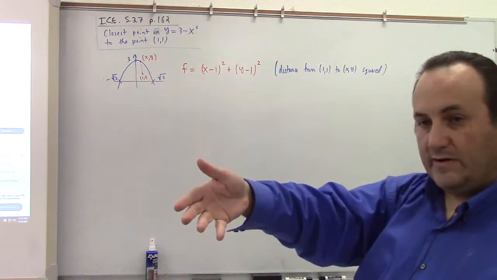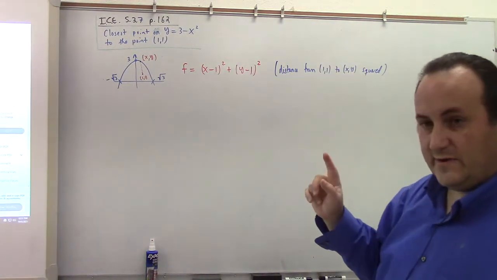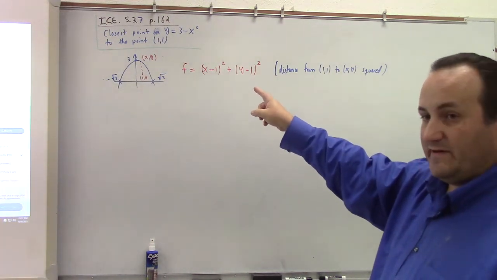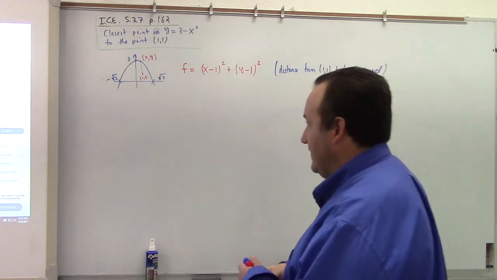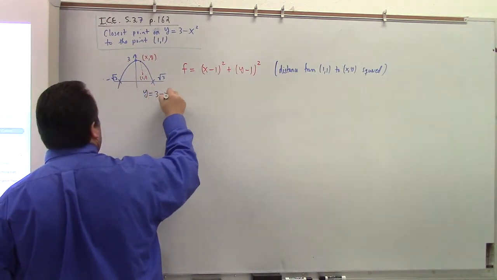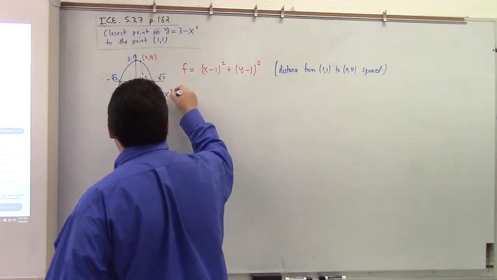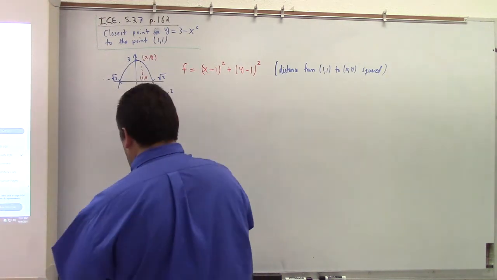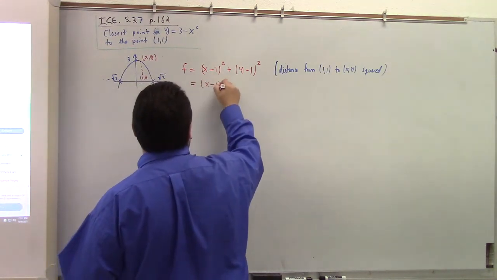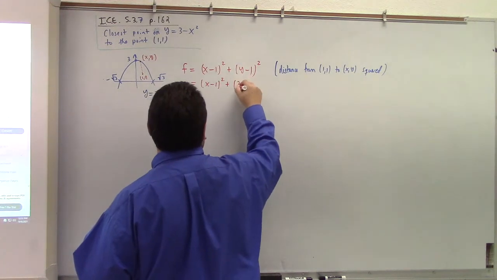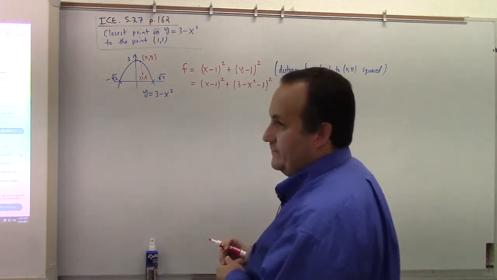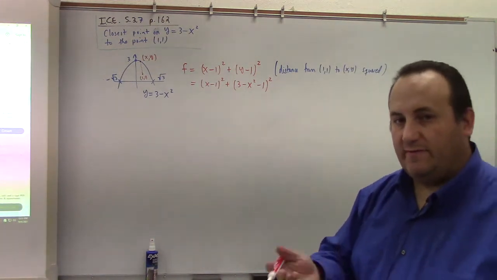But what do we know? We also know that the point isn't just any point. It's the coordinate of a pair (x, y) which is on the graph. What is this graph? Well, this graph is y equals 3 minus x squared, right? So I can substitute in 3 minus x squared for y. Now we have a function of one variable.